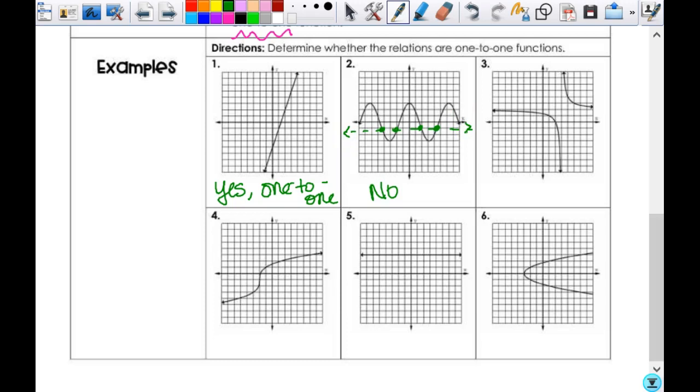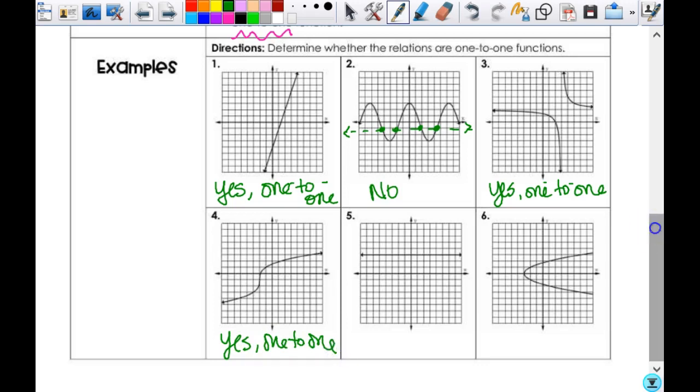All right, so number 3, is number 3 a function? Yes, okay, it's going to pass the vertical line test. Does it pass the horizontal line test? Yes, it does. So it's going to be yes, one-to-one. Number 4, does it pass the vertical line test? Yes, we have a function. Does it pass the horizontal line test? Yes, because this function here that's graphed is a cube root, right? Or it looks like a cube root function. It's going to be cubic, so it's going to be yes, one-to-one. They are both functions.